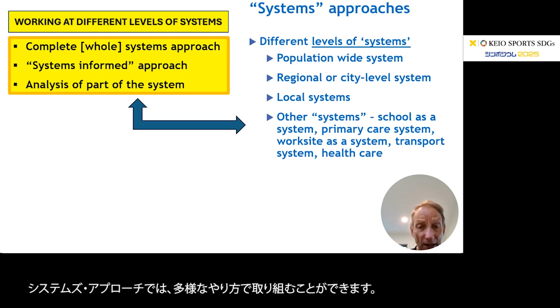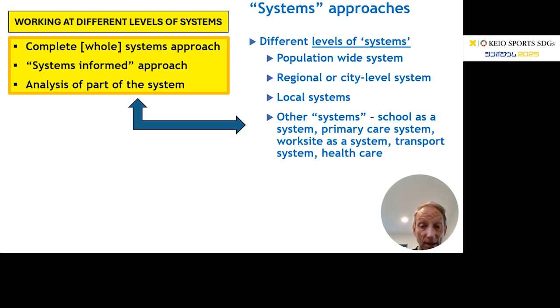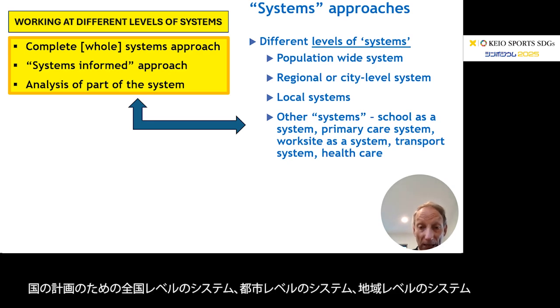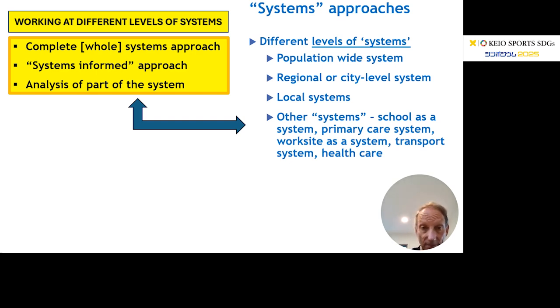We can work in different ways in systems approaches. We can take a complete or whole systems approach, a systems-informed approach that uses some of the principles of systems thinking, or analyze part of the system. And there are also different levels of systems. A whole population is a system for a national plan, there are regional or city level systems or local systems, and there are other systems: the school is a system, a primary care system, a work site, a transport system, a healthcare system are all described as systems.